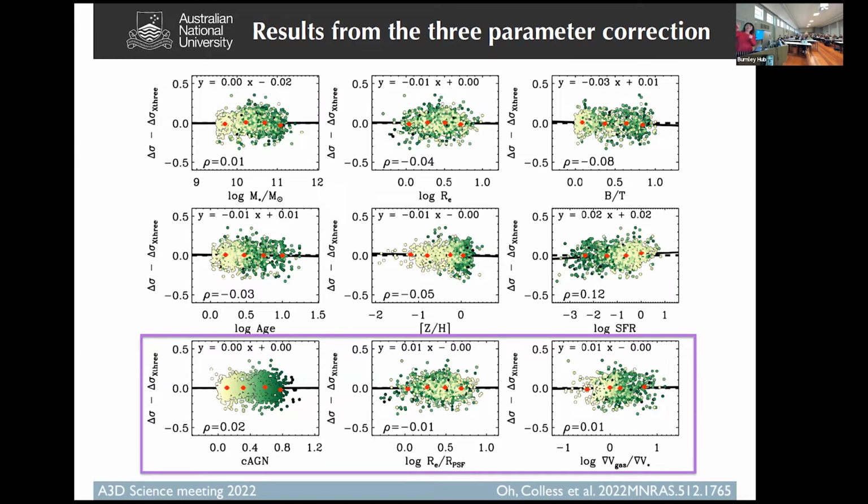And here I only show the 9 parameters, but actually I have explored more than 20 galaxy parameters. And the combination of the 3 parameters actually explains all the correlations with the delta sigma and these more than 20 galaxy parameters. So it seems these 3 parameters are indeed related to the delta sigma. Then what do those three parameters stand for?